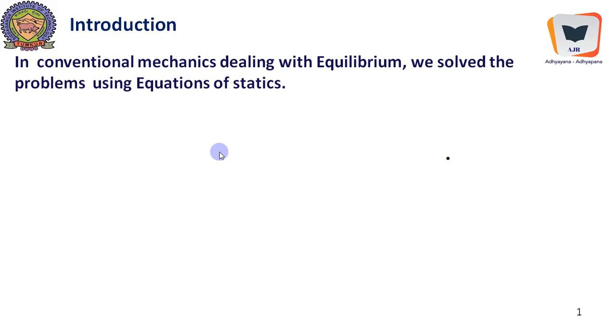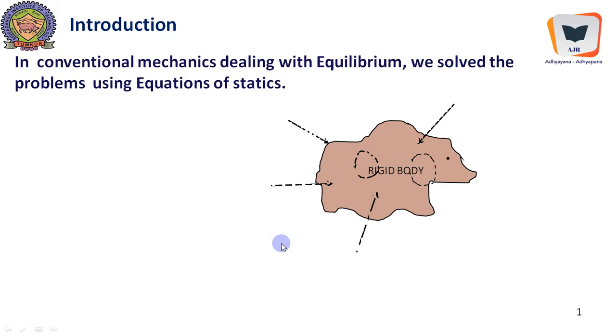In conventional mechanics dealing with equilibrium, we solve the problems using equations of statics. If this is a rigid body subjected to forces of multivarious kind, horizontal forces, inclined forces, moments, that is moment of a couple, then we used to solve to find either the internal forces or to verify whether the system is in equilibrium or not, we made use of three fundamental equations of statics.